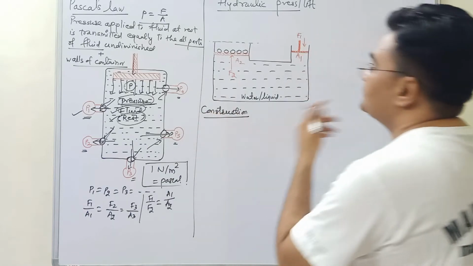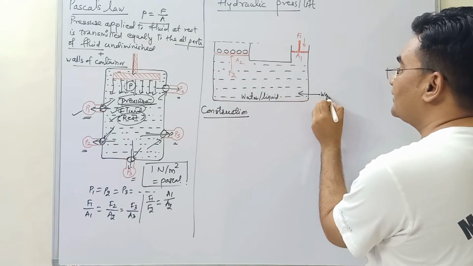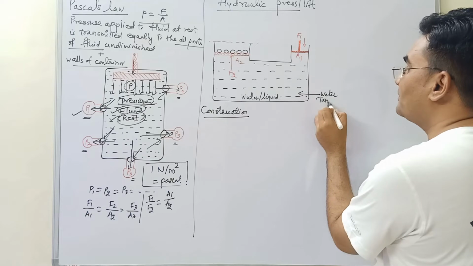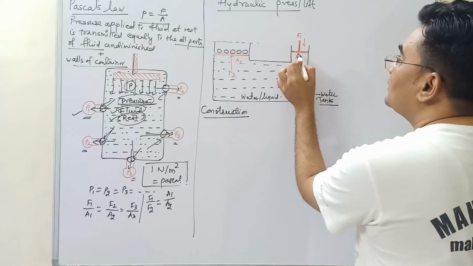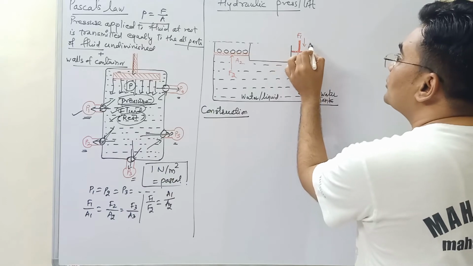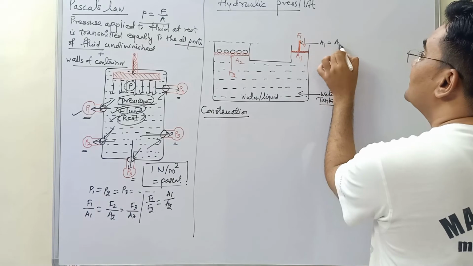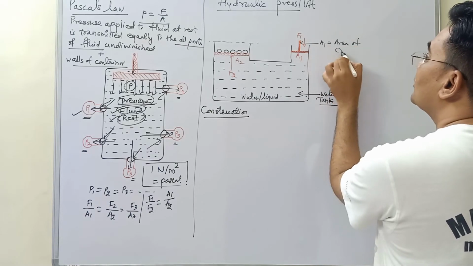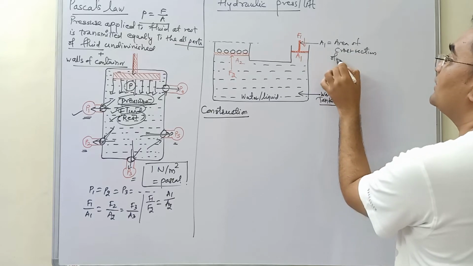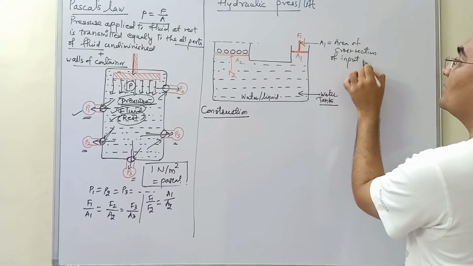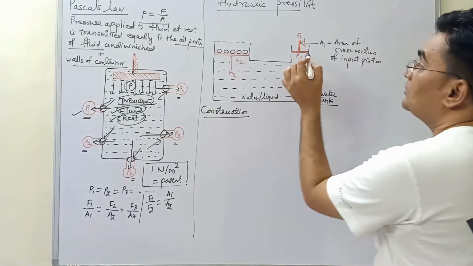As you can see, it is a water tank. There is a water tank with two openings. One opening has a small piston fixed to it, of area of cross section A1. So A1 is the area of cross section of that piston. I will call it the input piston.